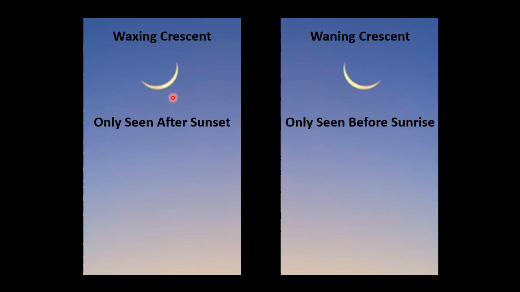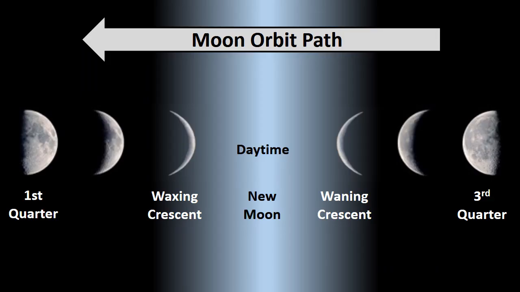Here we have the waxing crescent moon. Now we don't see this all day long, until the sun sets below the horizon, and then this will appear above the horizon until it finally sets below the horizon.